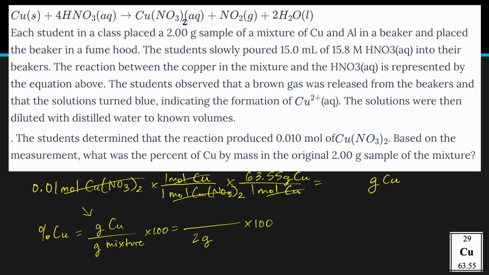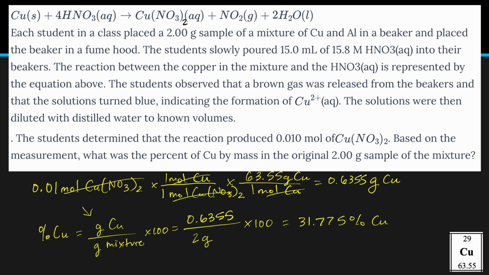And then it's just 63.55 times 0.01, so that would be 0.6355. So we're going to divide that by 2 and multiply by 100. We end up getting 31.775% copper, but I need to double check sig figs.